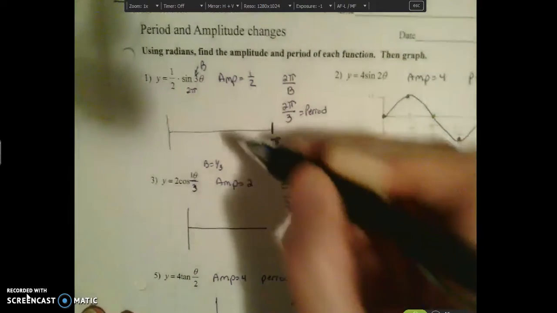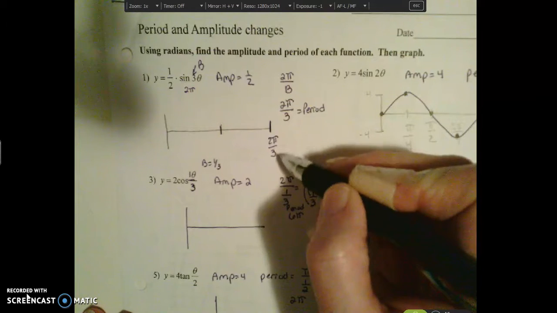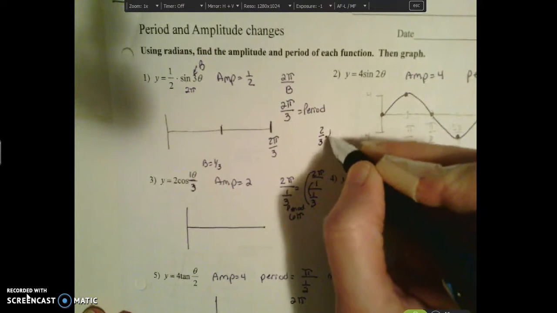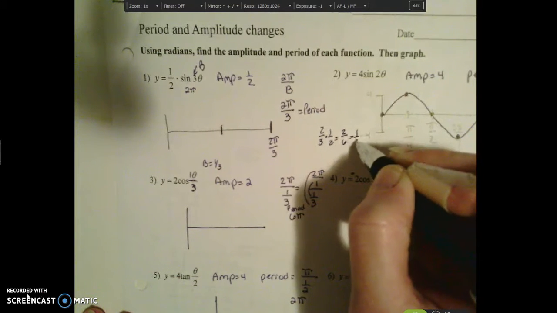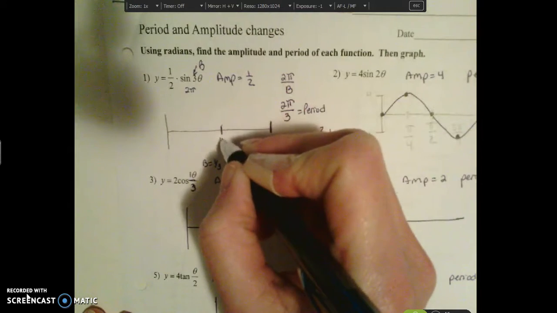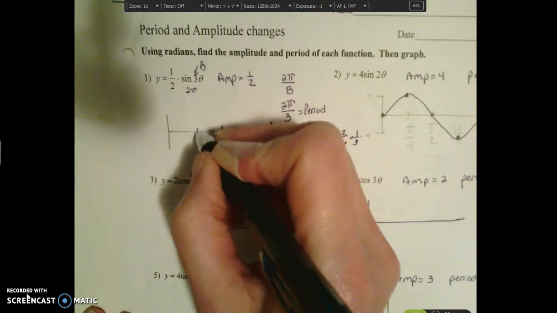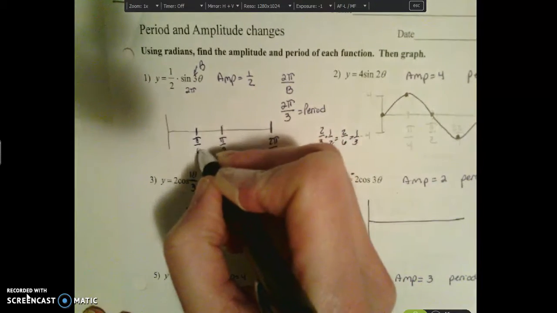Now to figure out the other points, you want to take half of 2 pi over 3. So 2 pi over 3 times 1/2 is 2 pi over 6, which is 1/3. So this is going to be pi over 3. And then half of that would be this term right here, and that's going to be pi over 6.